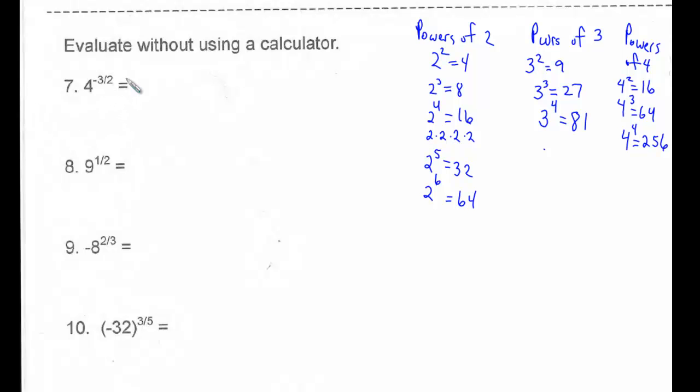So let's start by looking at 4 to the negative 3/2 power. Well, this is the same thing as saying the square root of 4 to the negative 3rd power. Well, what's the square root of 4? The square root of 4 is 2. And this is 2 to the negative 3rd power. Remember to rewrite this negative exponent, that goes to the bottom. So this problem is 1 over 8.